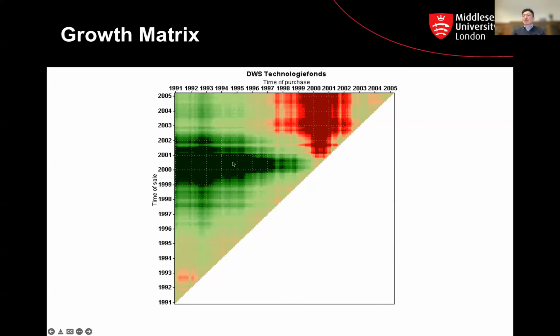And so on and so forth, and the same for 1992. But in general, the trend is that between 1999 and 2001 are the good times to sell, and probably the price is the highest.